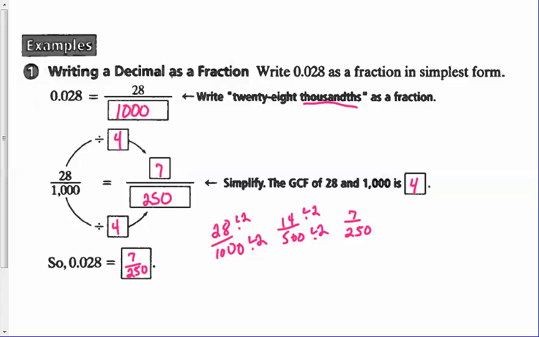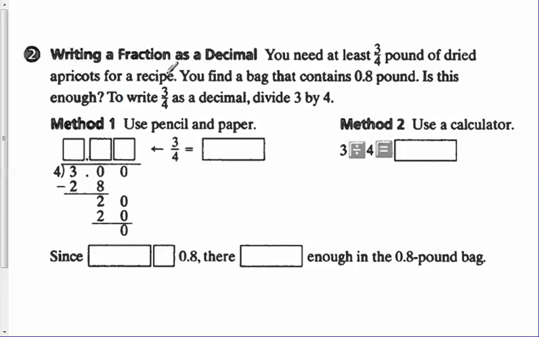Let's take a look at another example, writing a fraction as a decimal. So we need to have at least 3/4 of a pound of dried apricots for a recipe. You find a bag that contains 8/10 of a pound. Is this enough? To write 3/4 as a decimal, divide 3 by 4.